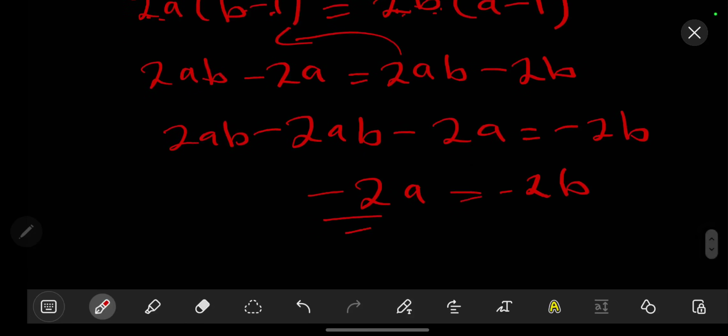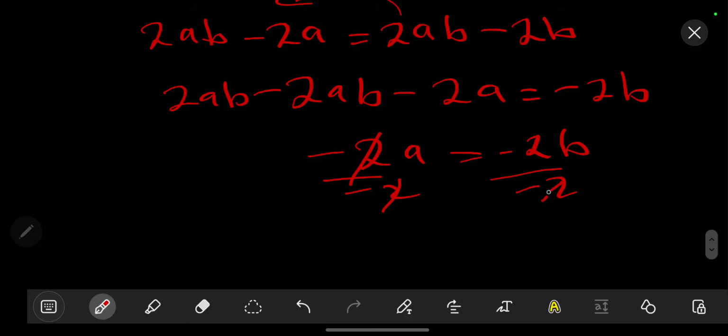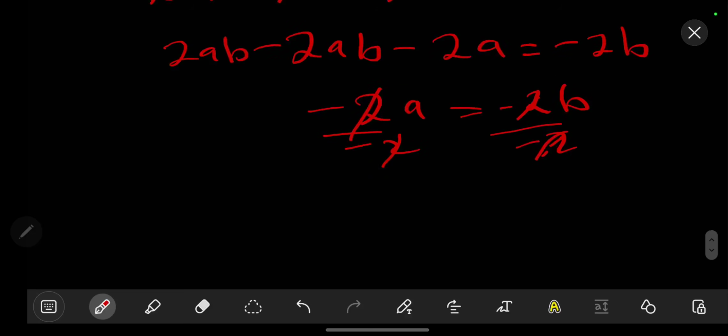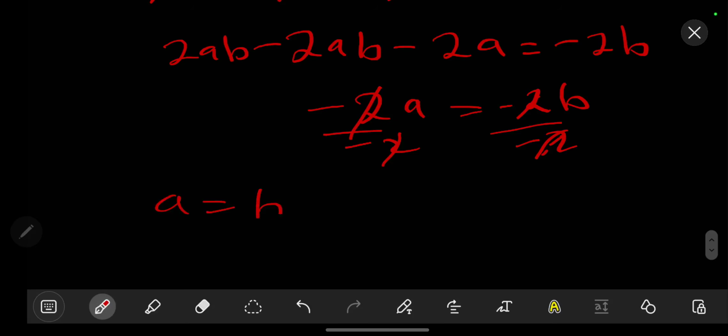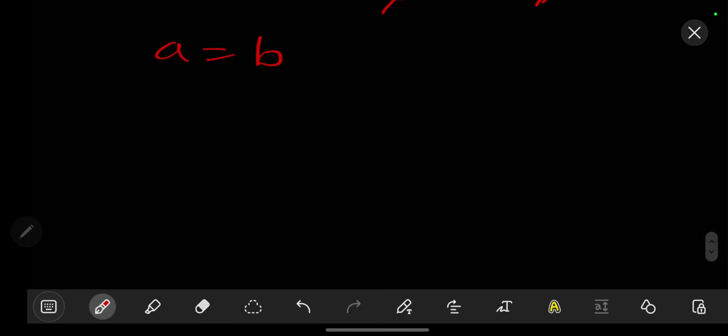Let's divide by negative 2, negative 2. We are going to find that a is equal to b, like that. So our a is equal to our b. Then we are going to test for surjectivity.